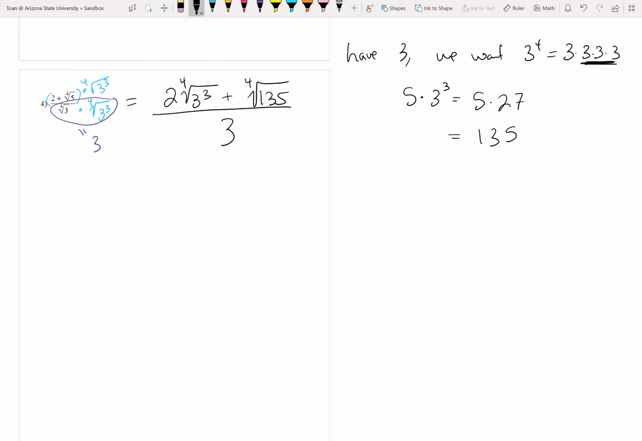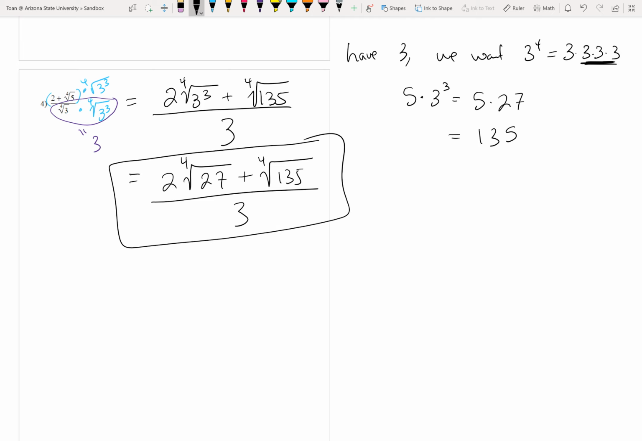Now, when it comes time to simplification, again, it's all about simplifying the radicals and simplifying the outside numbers. 3 cubed is 27 plus 135 over 3. Try as you might, this guy you can't break down. This guy you can't break down. And if you look at all the outside numbers, 2, 1, and 3, we can't reduce anything. So guess what? This is as simplified as possible. That is your rationalized form.